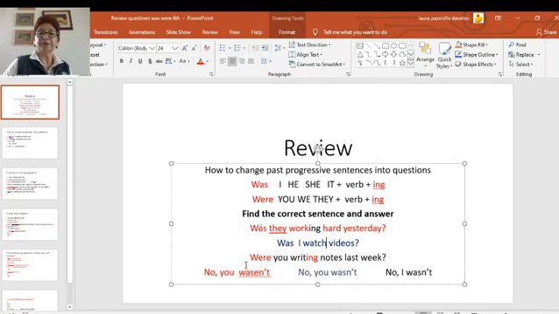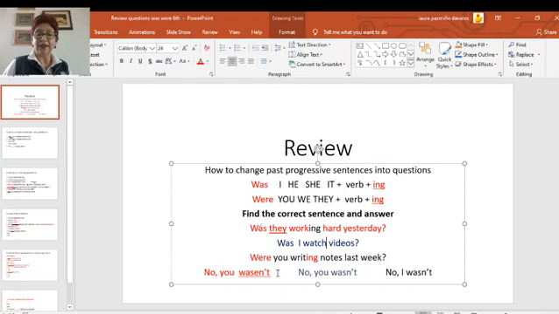Let's take this off. Were you writing notes last week? Okay, what do you think? This sentence is correct. Were goes with you. The verb has an ing, and the complement also has a time expression, last week. So this is a correct sentence. Now let's check the short answers.